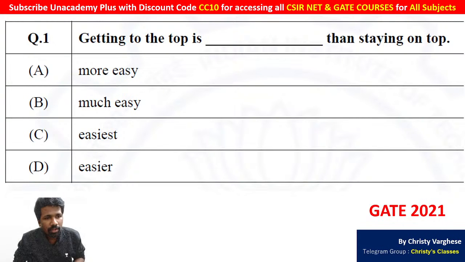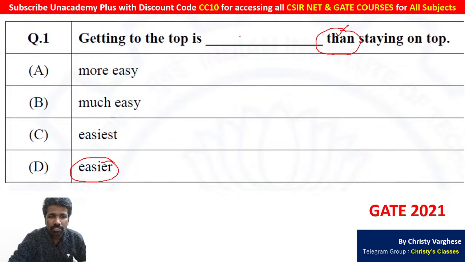Verbal ability problem, very simple problem. Superlative degree, comparative degree, basic form, those you have learned in school days. Getting to the top is dash than. The word than itself is the clue. Than means comparative degree, so the word should be comparative degree. So it is easier than.